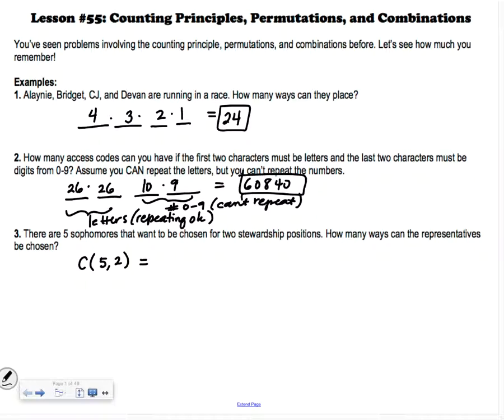If you were putting this into your calculator, you would put 5 in, and then we do math. So 5, math. You'd arrow over to PRB, or probability, and then you would choose option 3, which is nCr, and then you would put in the 2. Oh, wait, was it 3 or 4? My different calculators are different, I think.